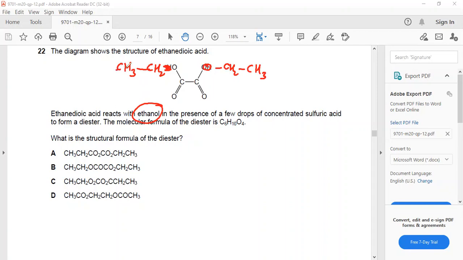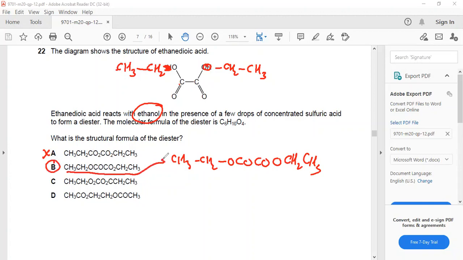So what is the structural formula if you write this the proper way? CH3CH2O, then CO, then CO, then O, then CH2CH3. So look, A is wrong. It's not like this. B looks correct. Yes. This is this. Okay.